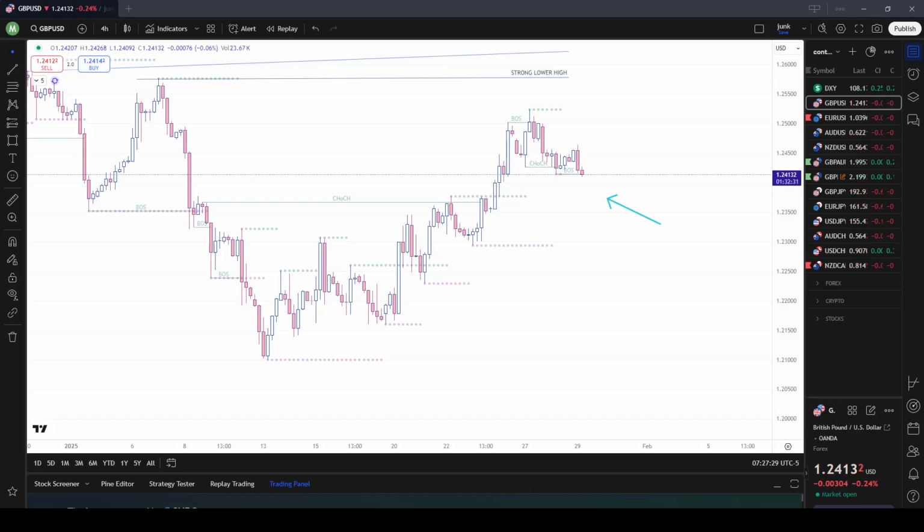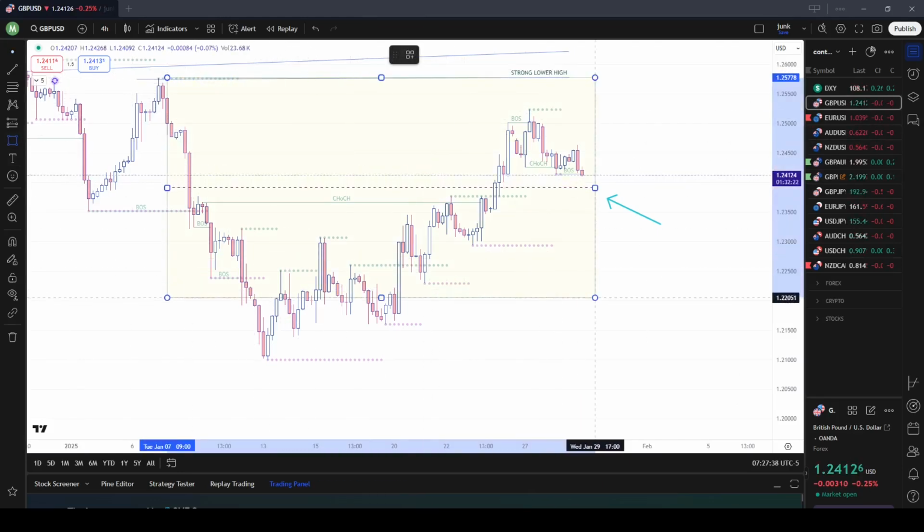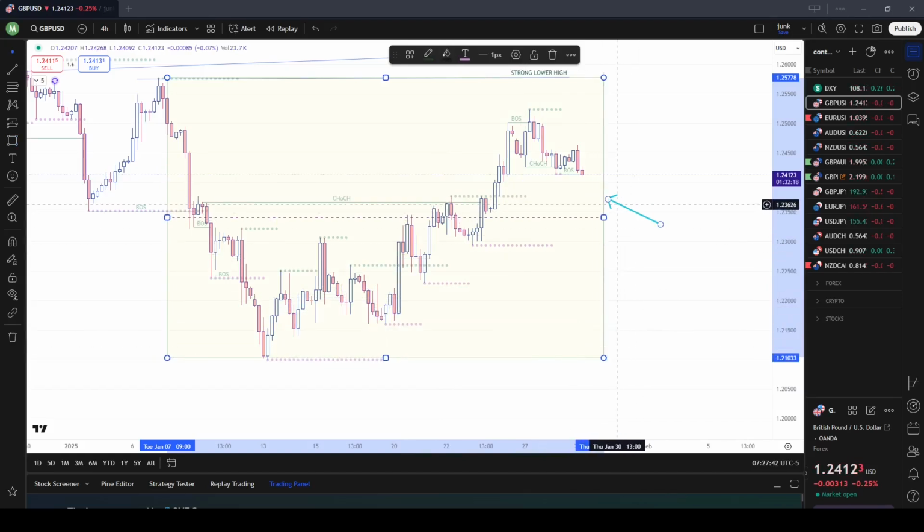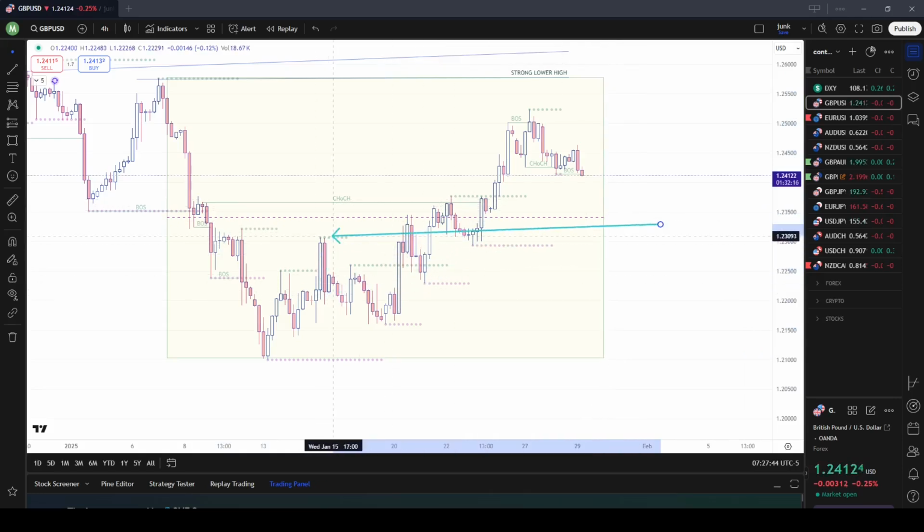And as you can see, we've been tracking the range that it's been in. This is one of the weaker dollar pairs. Let's map out the range. This is the strong lower high that hasn't been broken yet. It has been broken on the other US dollar pairs. And internally, it has been making higher highs, higher lows. As you can see, higher highs, higher lows, higher highs, higher lows.